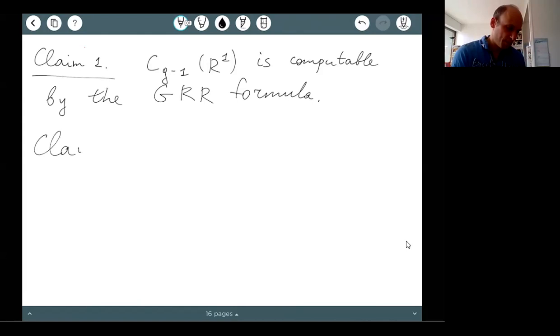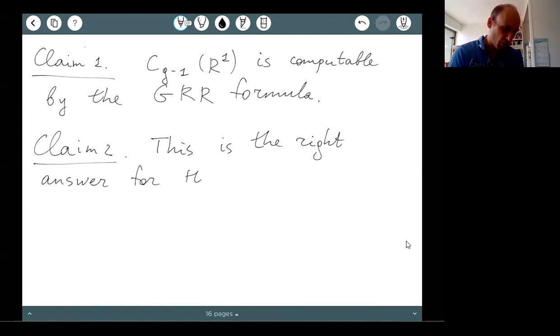And claim 2. This is the right answer. The right answer for the holomorphic locus in MGN, but not in MGN bar.